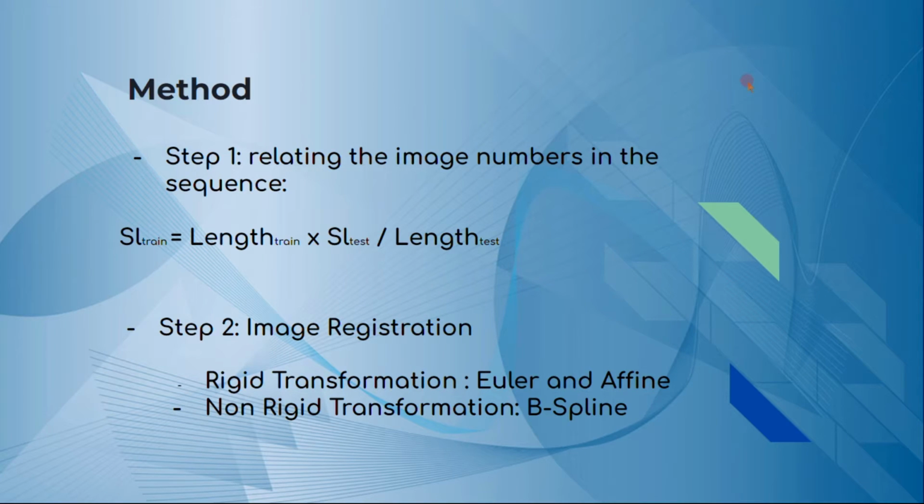To detect which image from the training data we need to register to the current test image, this equation is used. SI test is the number of the current image in the test subject. Length test is the total number of images in the test, and length train is the total number of images in the train data.